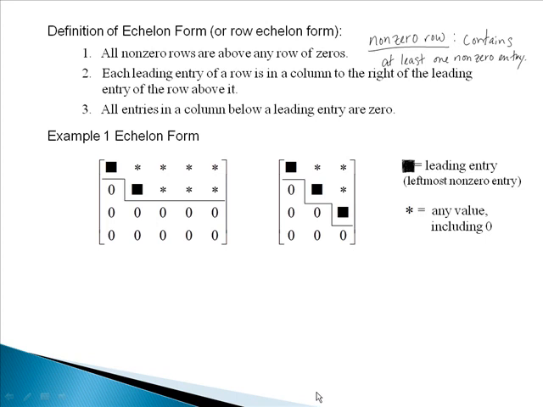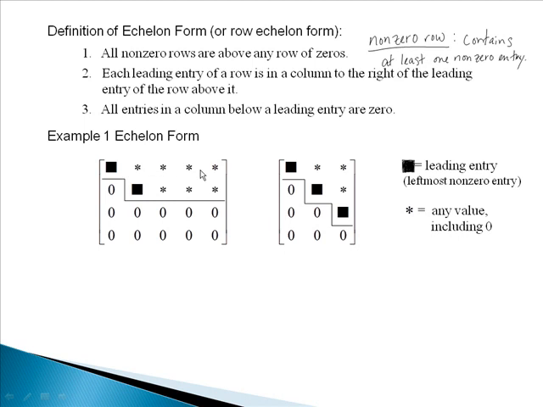So here are some examples of echelon form. The black box would be the leading entries, and they're the leftmost non-zero entry in each row. And then our stars would be any value including 0, so it doesn't have to be non-zero. But these are in echelon form. And notice that we've got our leading entry and every entry below it is 0 in this case.